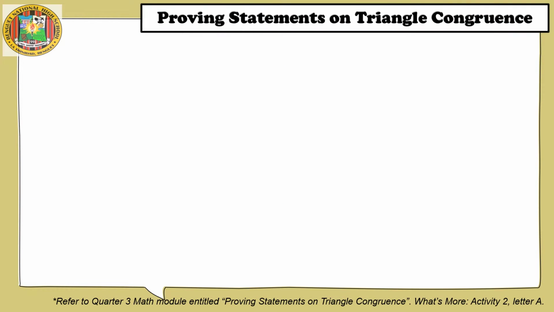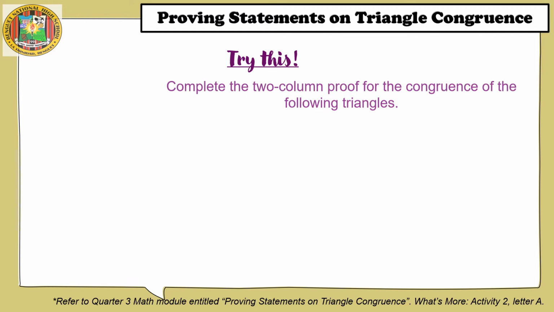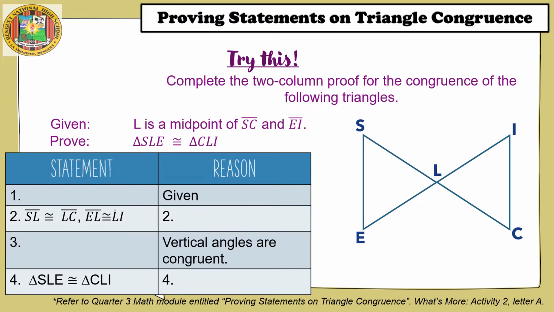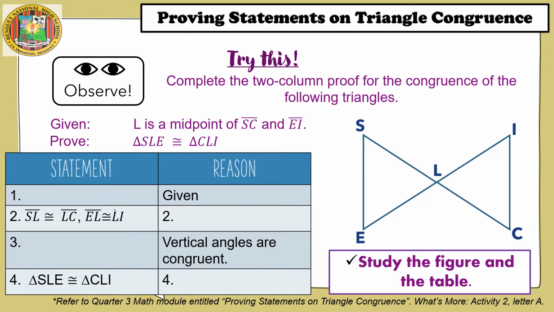Refer to your Quarter 3 module entitled Proving Statements on Triangle Congruence for this example. Let us complete the two-column proof for the congruence of the following triangles given the following information. We begin by observing and studying the figure and the table. Here, we are given two triangles to be proven congruent, triangle SLE and triangle CLI. On the table, we note two statements and two reasons to be filled in.